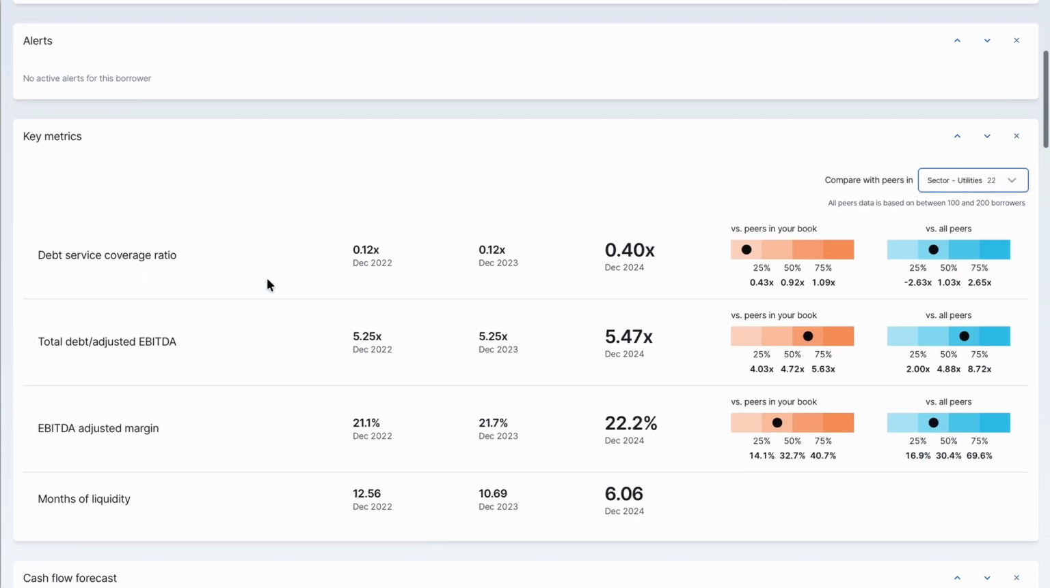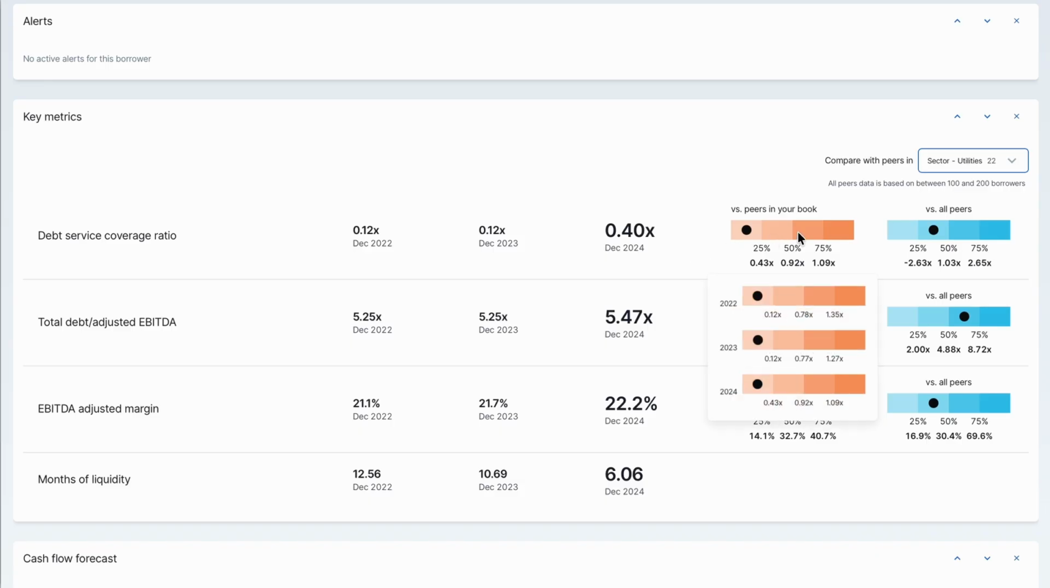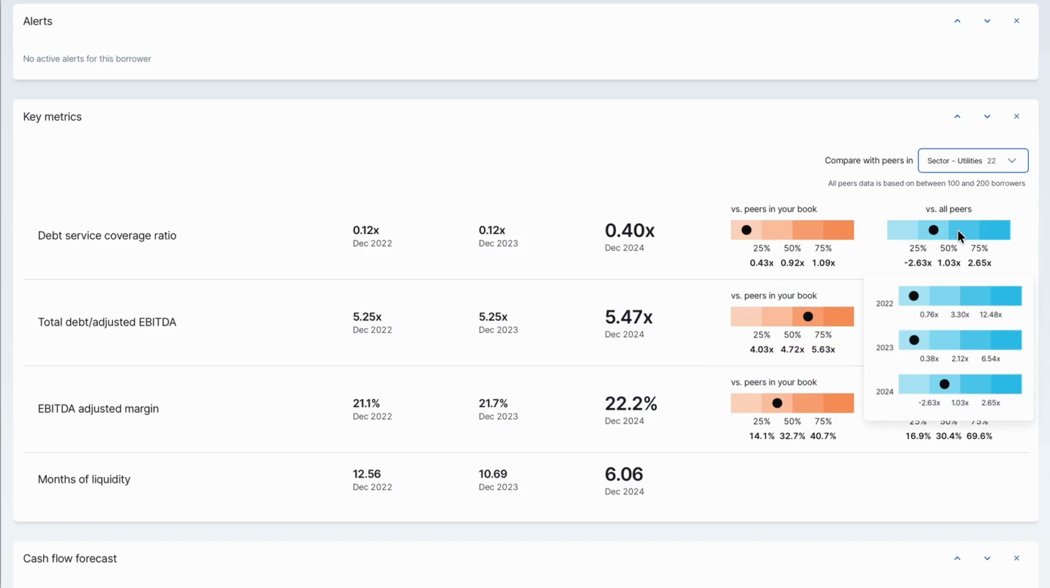Next is one of the most powerful tools on the page, ONCI's key credit metrics benchmarked against peers. Here we can see how Eureka compares on DSCR, leverage, margins, and liquidity, not just in isolation, but relative to other borrowers in the same sector. For example, their DSCR is just 0.4, and that's significantly worse than peers both in your book and the broader market. That's an early signal of stress. Hovering over any metric shows how this changes over time, helping you understand whether this borrower is an outlier or part of a broader trend.